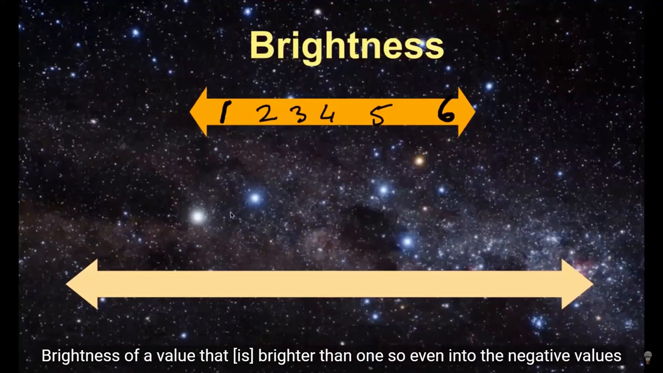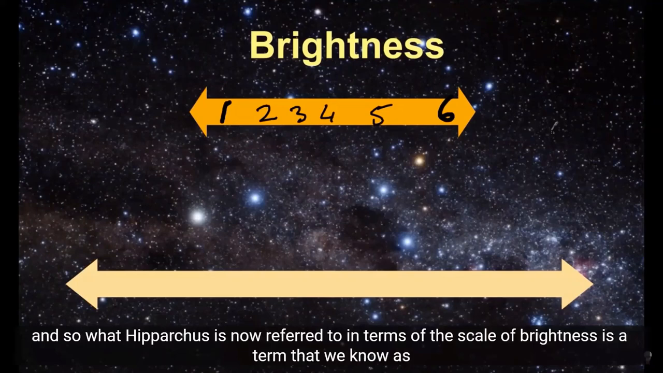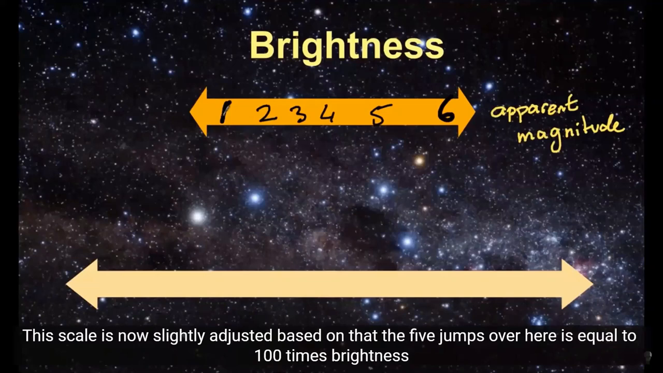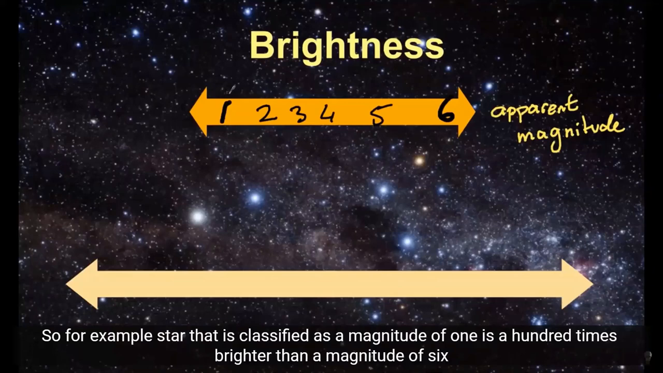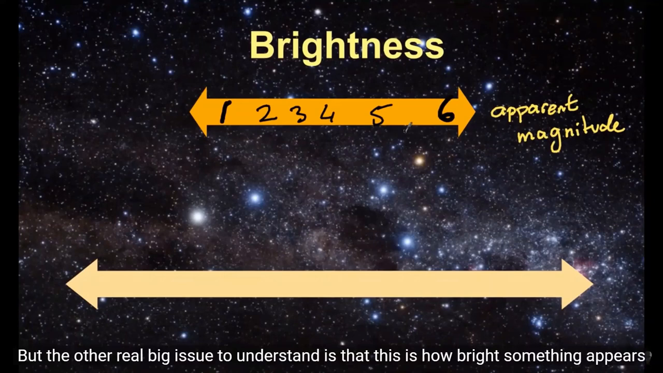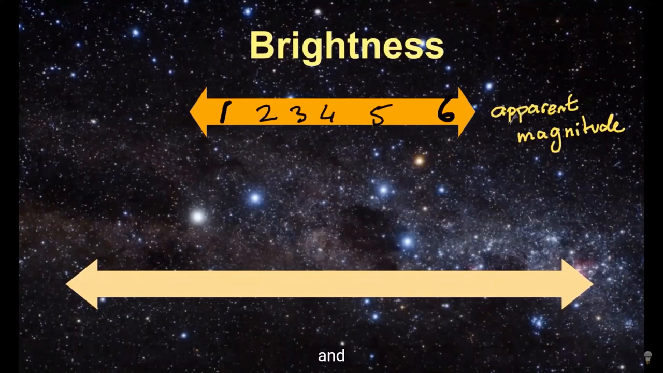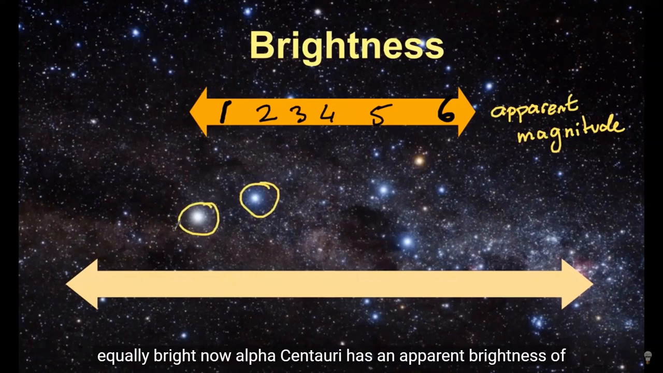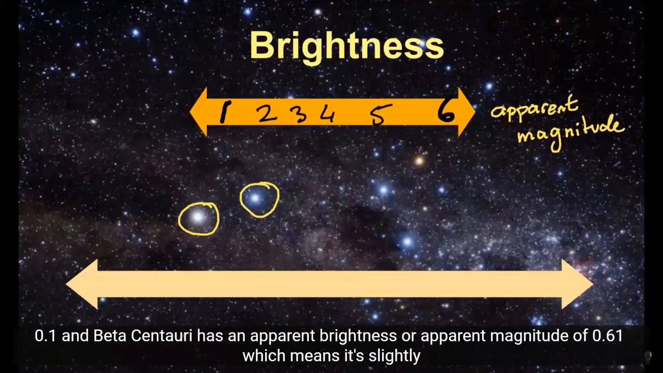But before we go on, we need to also discuss a different terminology here. And so what Hipparchus has now referred to in terms of his scale of brightness is a term that we know as apparent magnitude. In other words, how bright does it appear? What is the magnitude in terms of appearance? Now, this scale is now slightly adjusted based on that the five jumps over here is equal to 100 times brightness. So, for example, a star that is classified as a magnitude of 1 is 100 times brighter than a magnitude of 6, but that will be a discussion of another video in terms of the details. But the other real big issue to understand is that this is how bright something appears. And in other words, if we look at, for example, these two stars, they appear roughly equally bright. Now, Alpha Centauri has an apparent magnitude of 0.01, and Beta Centauri has an apparent magnitude of 0.61, which means it's slightly dimmer.